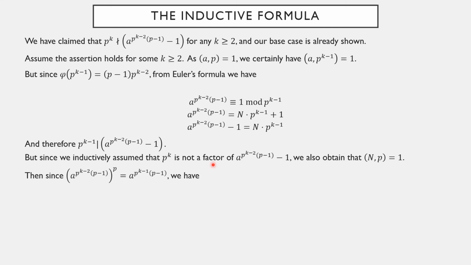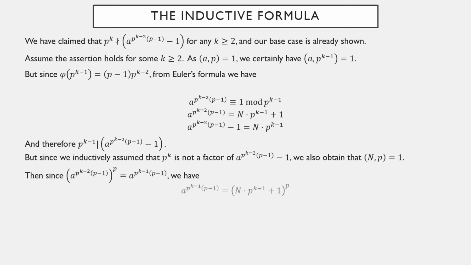Now we're going to do a bit of clever arithmetic. Take this term right here, which is from this middle line, and raise it to the p power. Taking one exponent and raising it to another is the same as multiplying the two exponents together: p times all of this. But what is p times p to the k minus 2? It's p to the k minus 1. So this is just properties of exponents.